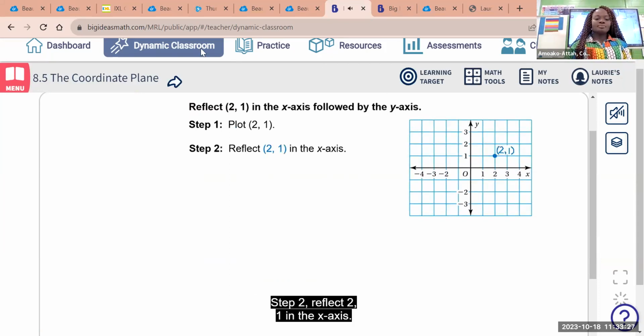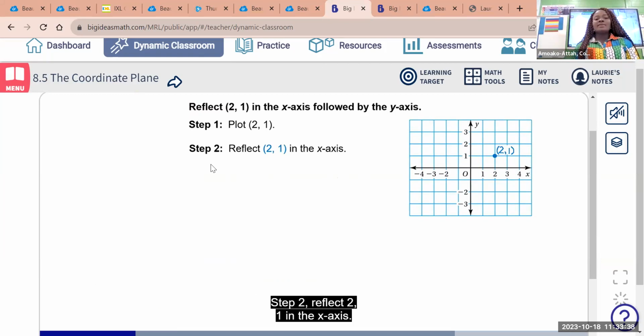Step 2: reflect the point in the x-axis. So the first step is what? Plot the point before you reflect it. So we are reflecting the point 2, 1 in the x-axis. First you plot the point 2 units to the right from 0 and 1 unit up. Then you get 2, 1.